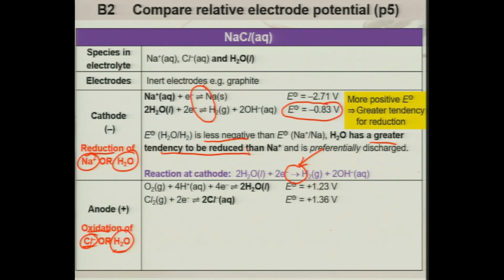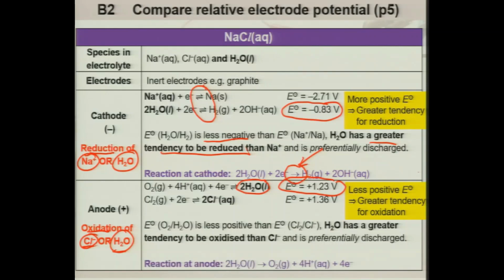You realize that the species I'm interested in are actually on the right. A less positive E naught value tells you there's a greater tendency for oxidation, meaning that a less positive value has a greater tendency for oxidation. Which one is less positive? The less positive one is the one involving water again, interestingly.